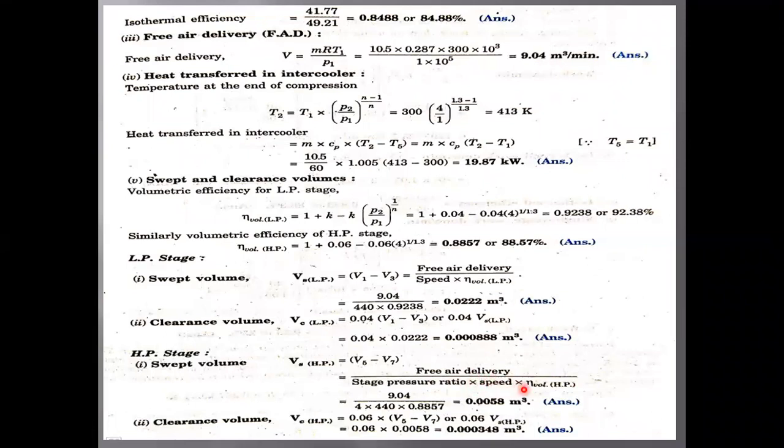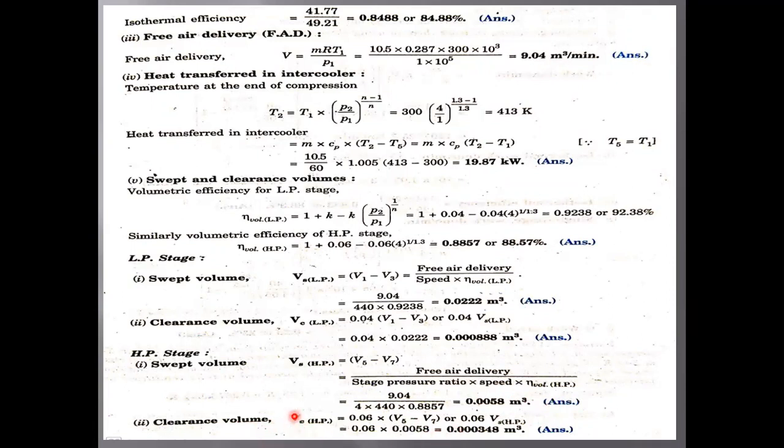Into speed, which he has given, into the volumetric efficiency for the high pressure compressor. So that was 9.04 divided by, which is the free air delivery we have taken from here, the stage pressure ratio or intermediate pressure, which is 4 bar, and speed 440 rpm. And the volumetric efficiency for the high pressure cylinder is 88.57, that is 0.008857. We need to take care of that. If we calculate that value, you will get 0.0058 meter cube. That is the swept volume for the high pressure cylinder.